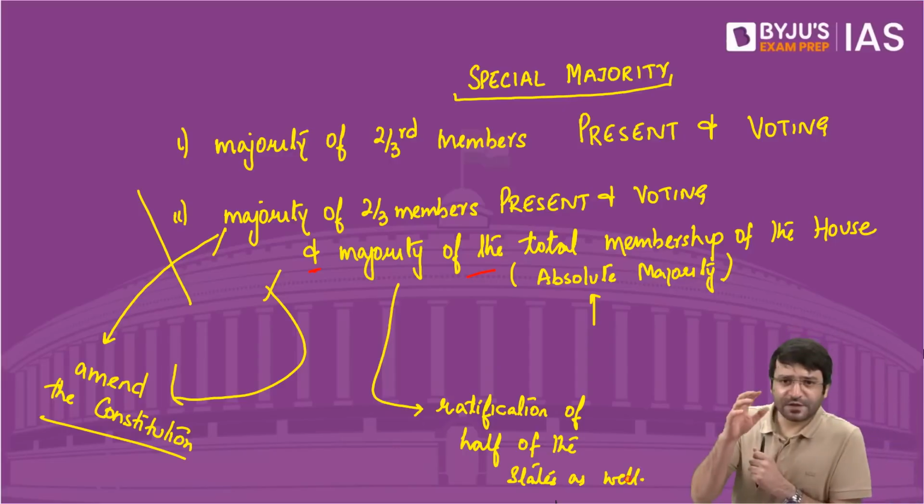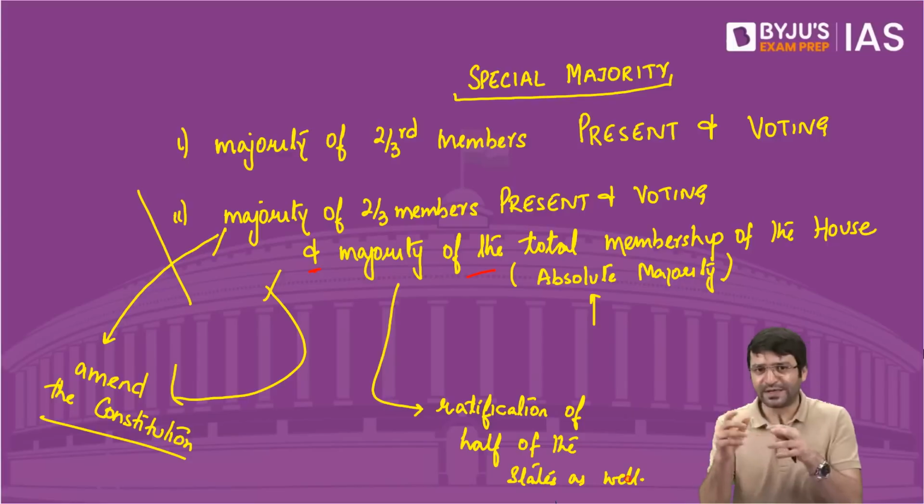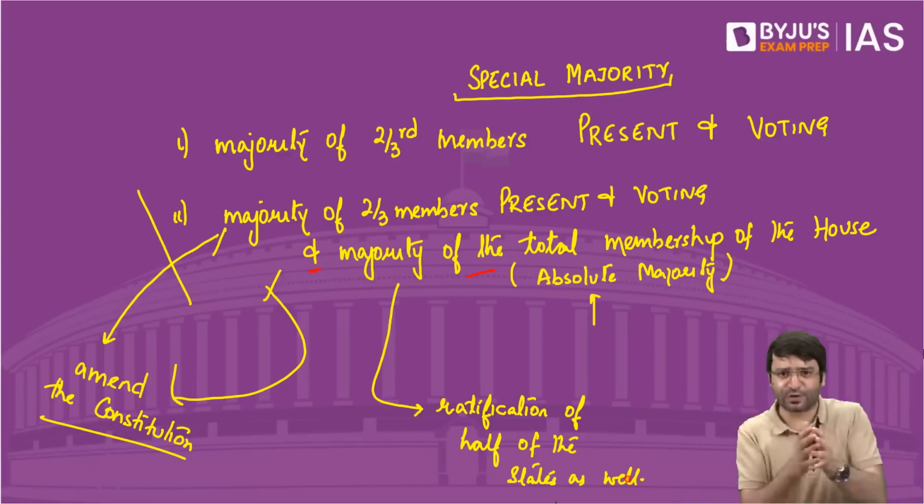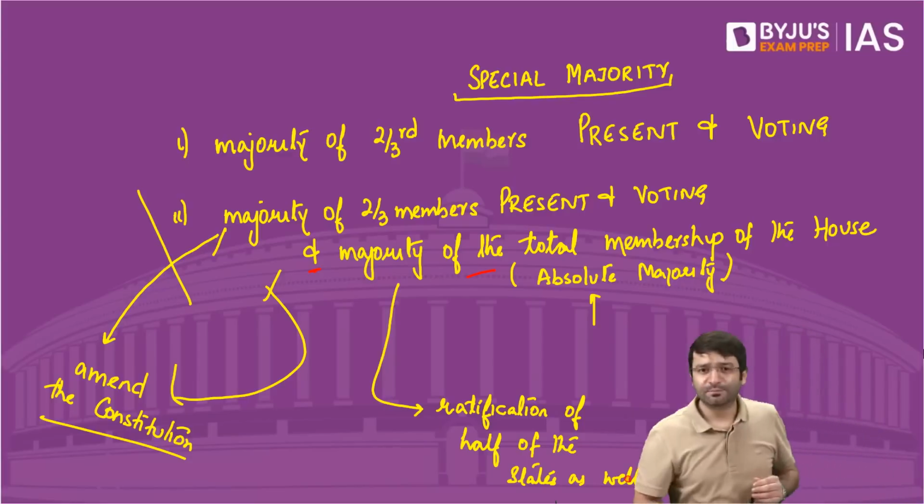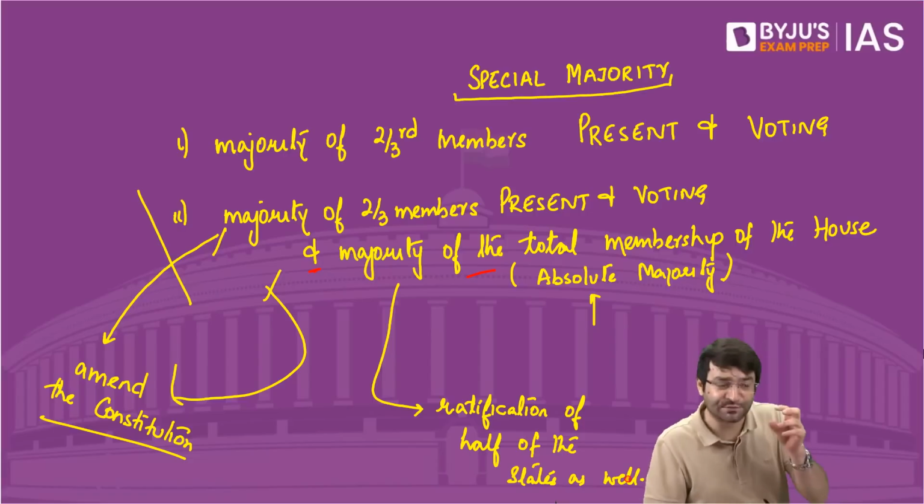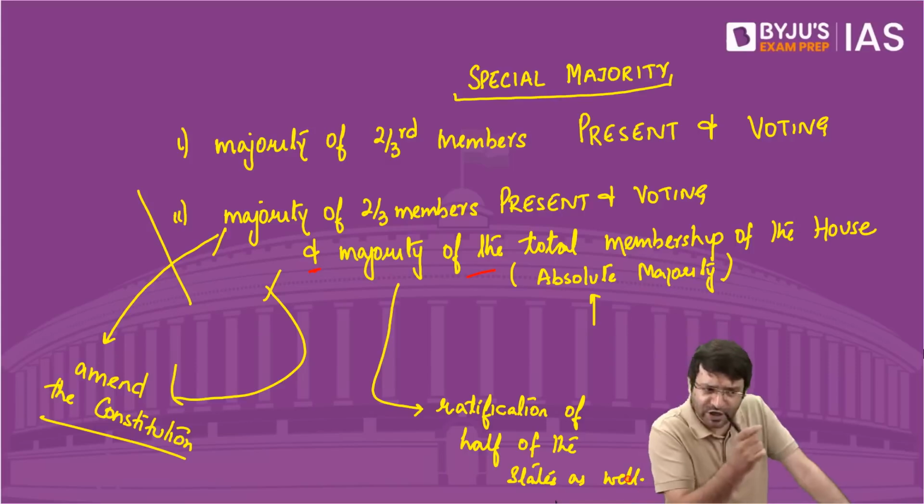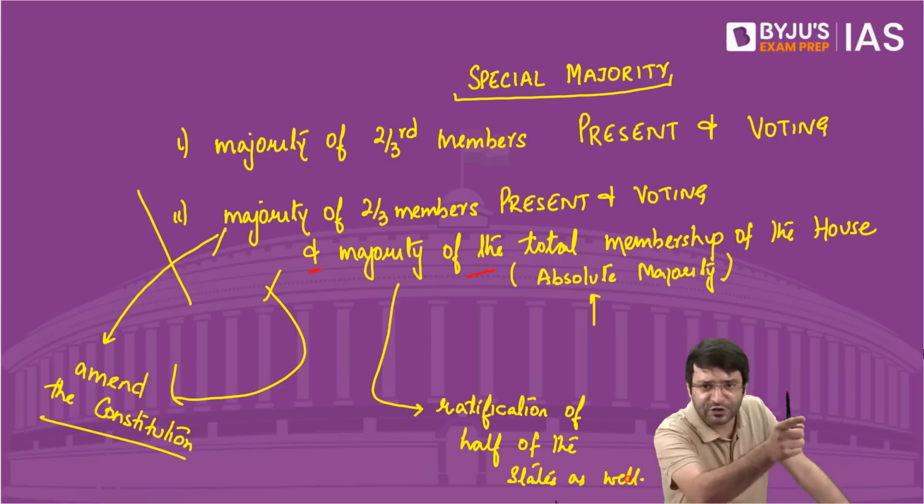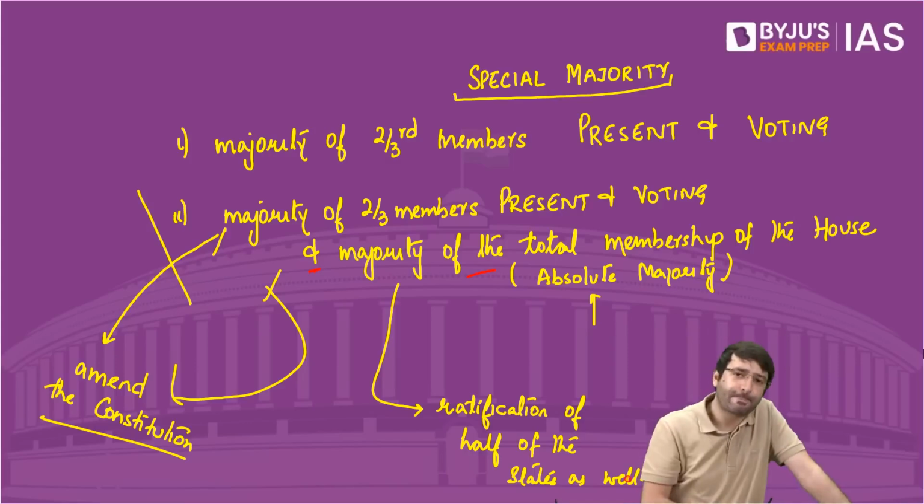I told you in the first class that rigidity of the constitution means if the constitution needs to be amended, it should be a joint act of both. Both center and state should come together to change the constitution. But in India, that happens only in a few cases. Only those features which are federal in character. If you want to change those features, you need ratification of more than half of the states as well.